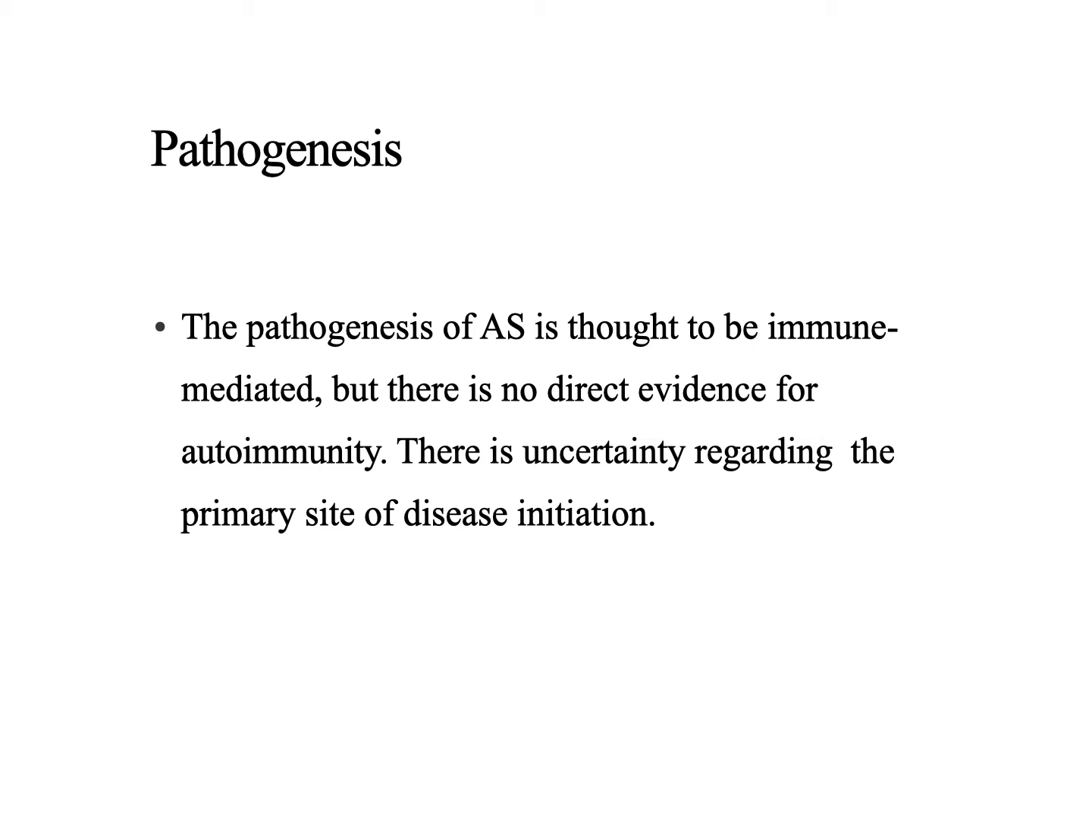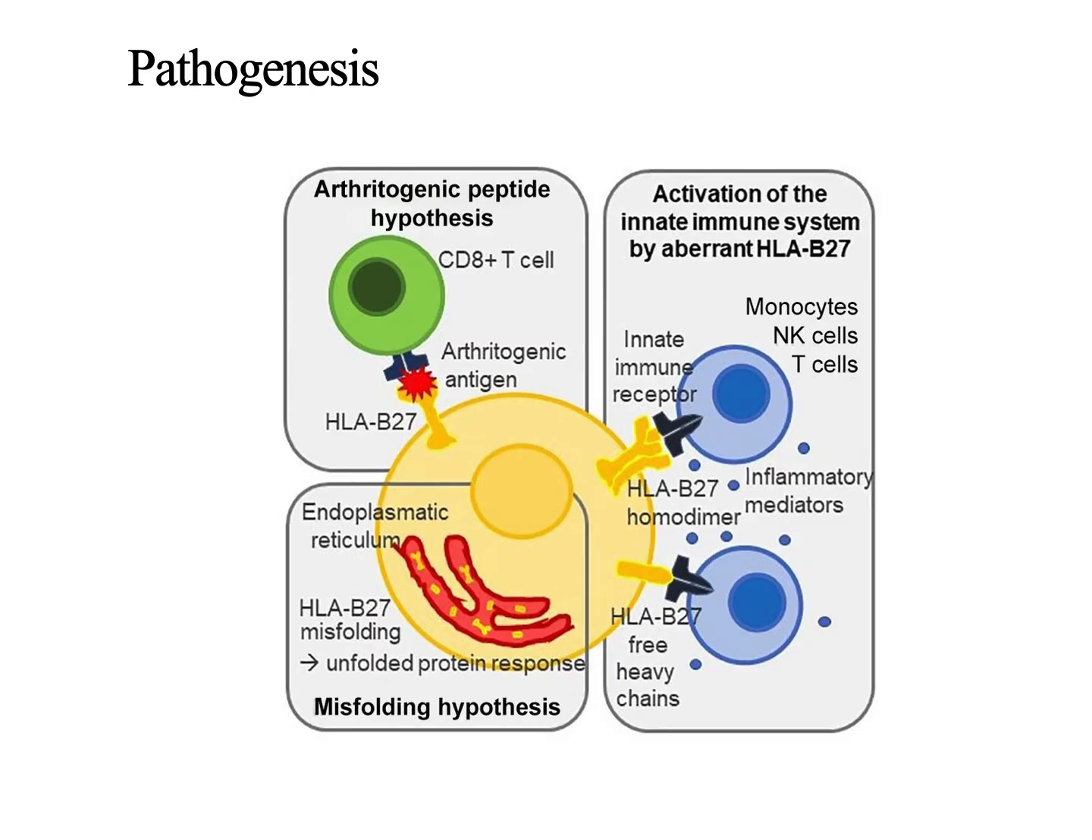Pathogenesis. The pathogenesis of ankylosing spondylitis is thought to be immune mediated, but there is no direct evidence for autoimmunity. There is uncertainty regarding the primary site of disease initiation. The pathogenesis of ankylosing spondylitis can be explained by these hypotheses.